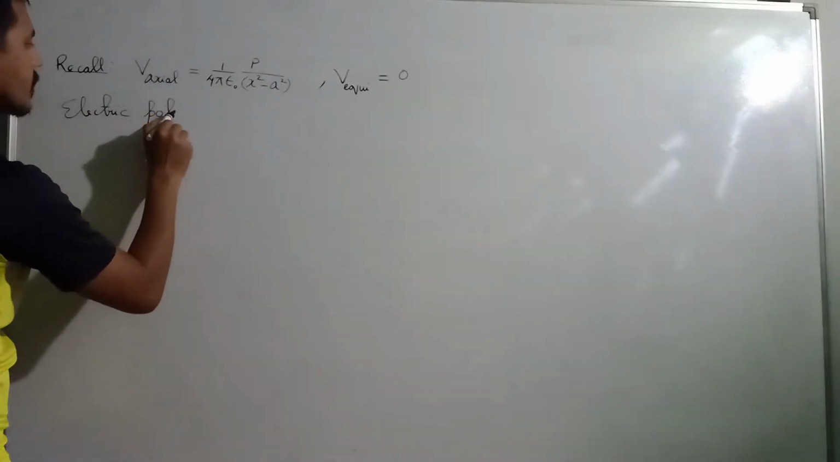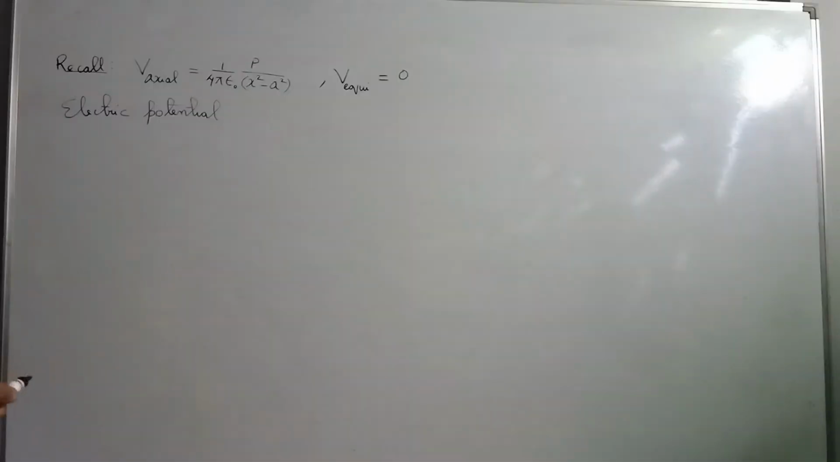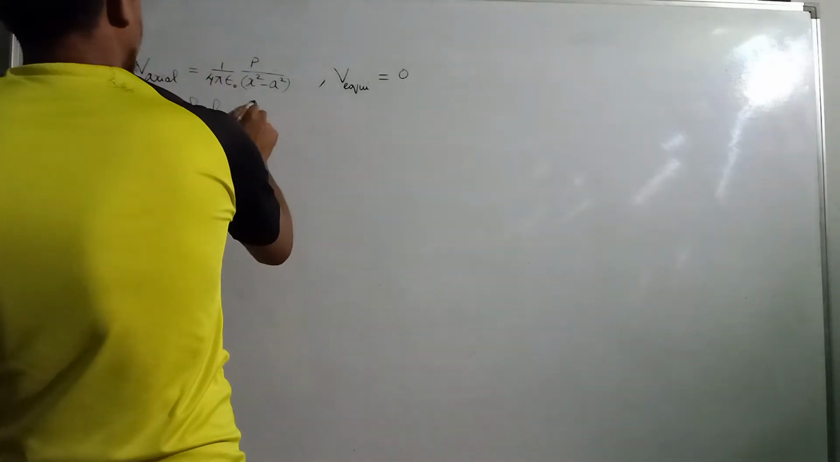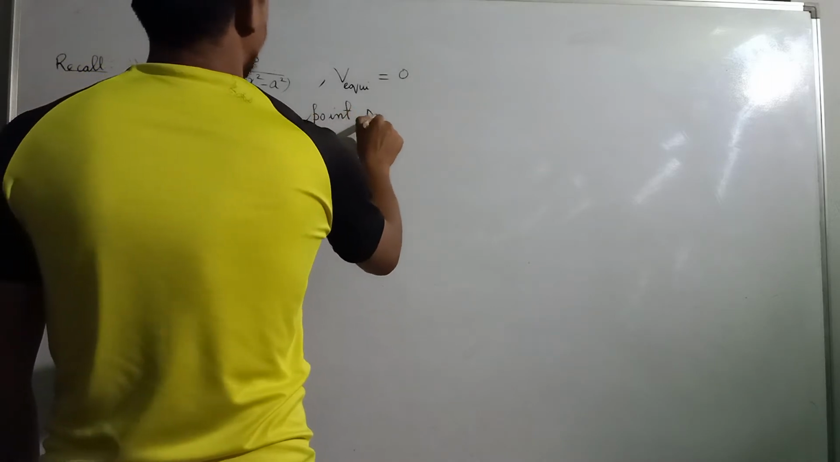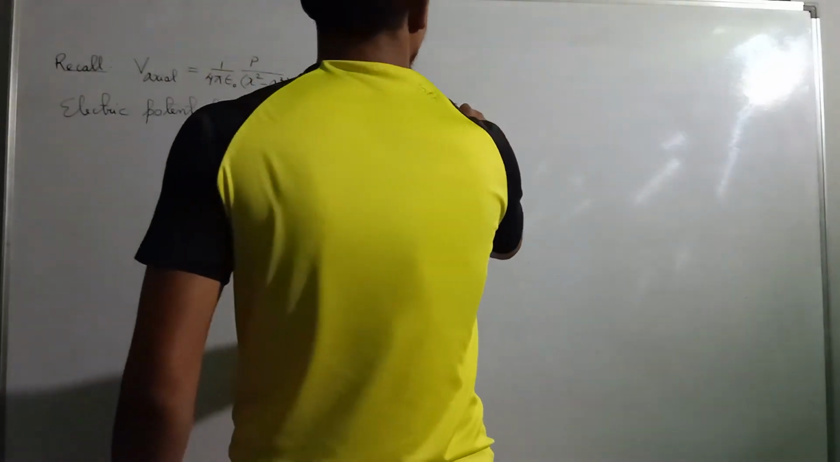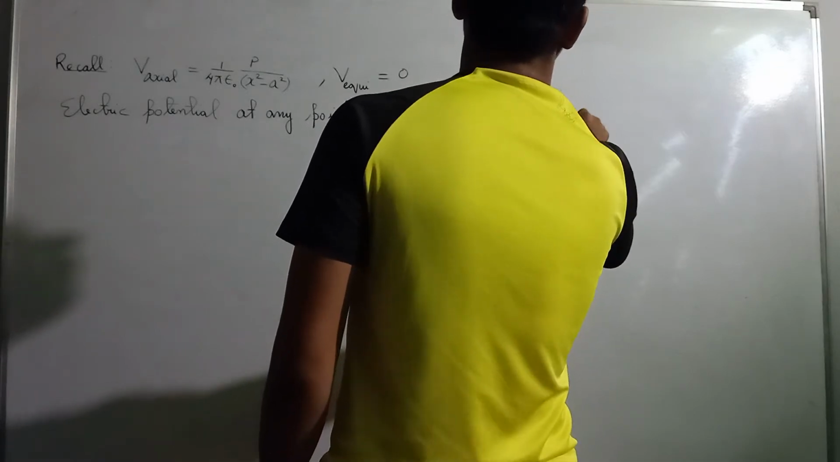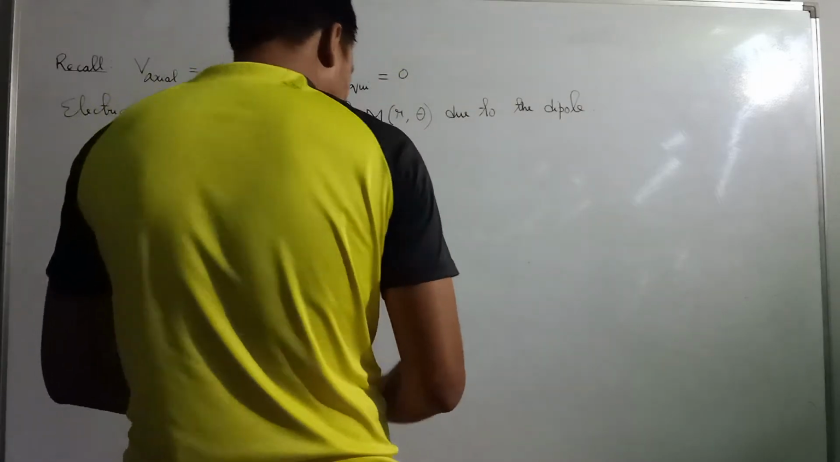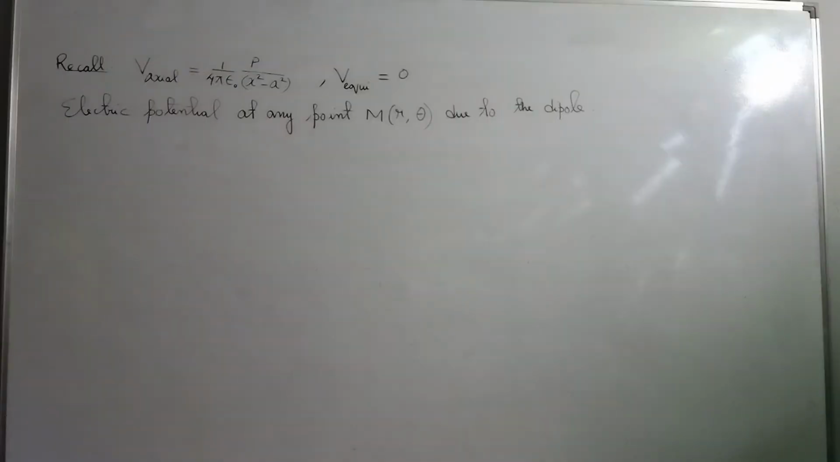So electric potential, this is one of the most important relations, okay? Electric potential at any point M r comma theta due to the dipole, where r is the distance of the point M from the center of the dipole, theta is the angle made with the direction of the dipole. Okay?